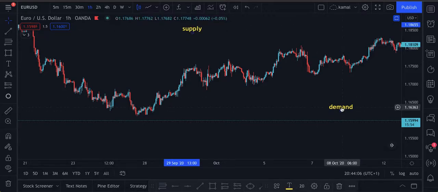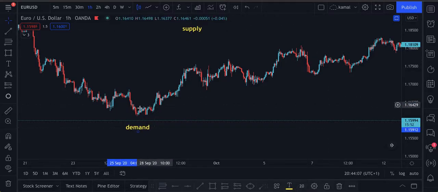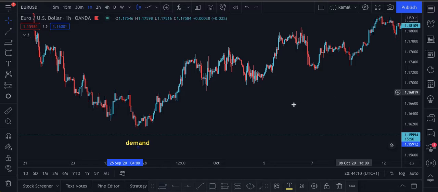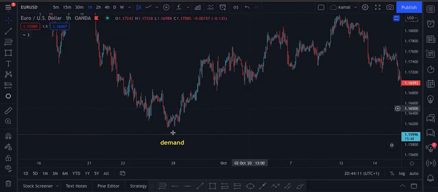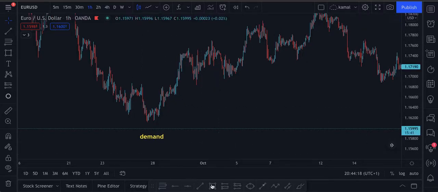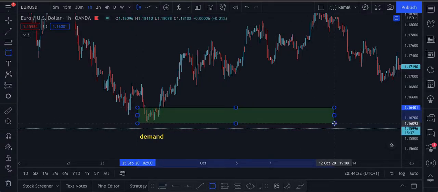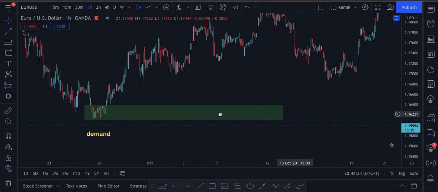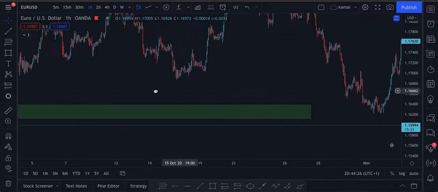You can see here that this is a demand area, and the reason for that is when price came down here, it flew, right? That's a demand. There's a lot of demand for this price, which means this is an area of interest, right? We highlight it with a triangle, and then we just take it to the future, right?